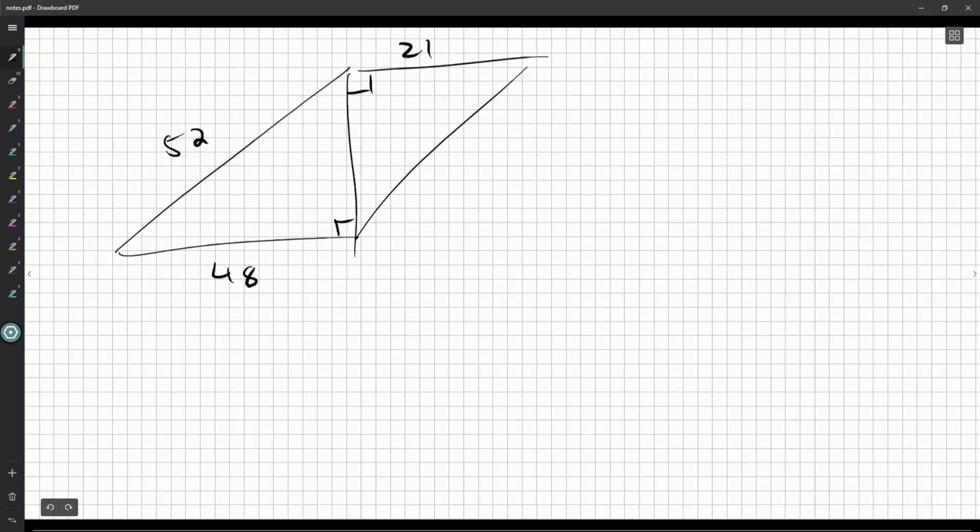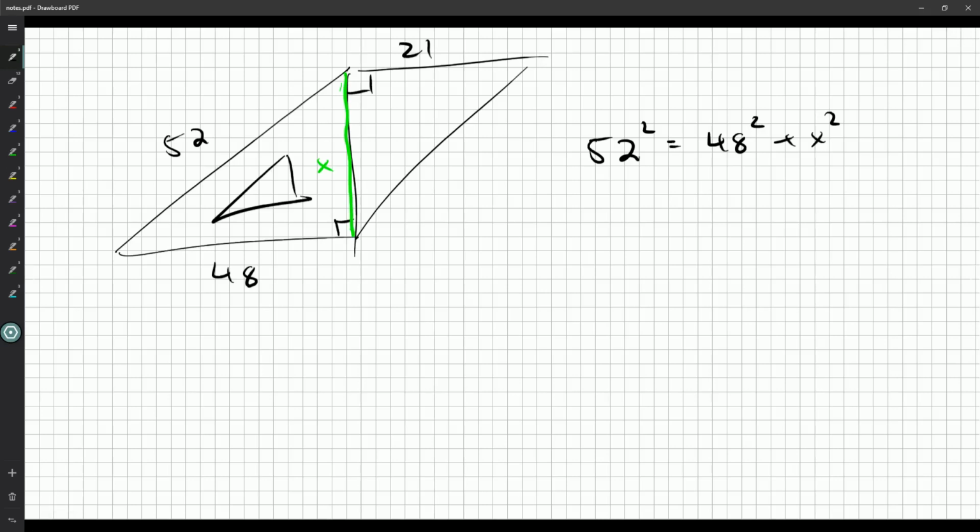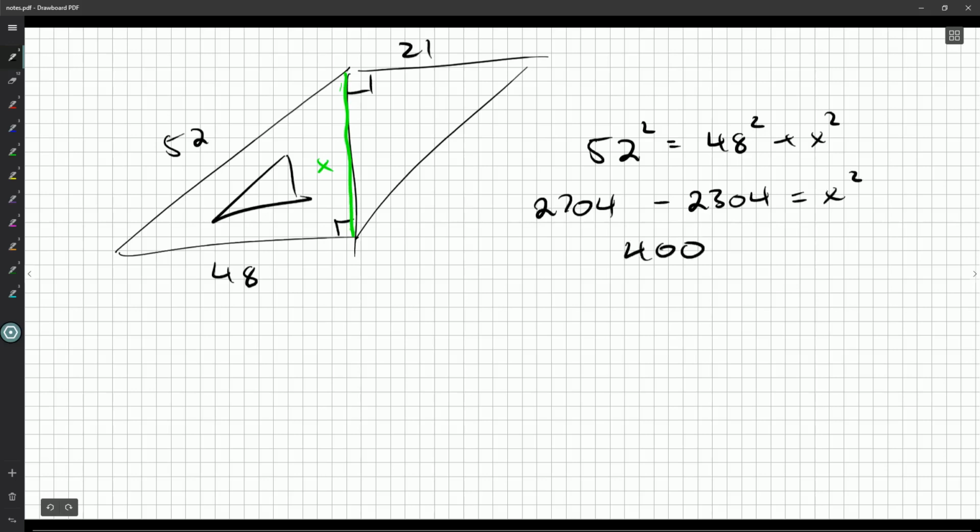Okay, so 52, 48. If I wanted to know this side, I might call it x. We could set up a relationship. We know that the hypotenuse of this triangle squared is the sum of the squares of the two sides. And then we can work out x. So we can grab 52, and 52 squared is 2704, minus 48 squared, 2304, and that's equal to x squared. The difference is 400, so x is going to be 20.